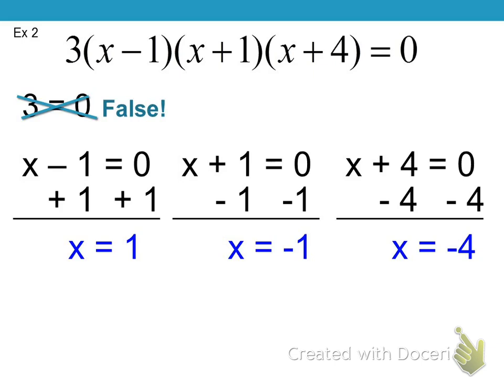So don't go too quickly. Here are our 3 solutions. Again, I don't care if you write it in 3 separate spots and circle each of them, or if you write it as a list. Good by me. Questions?